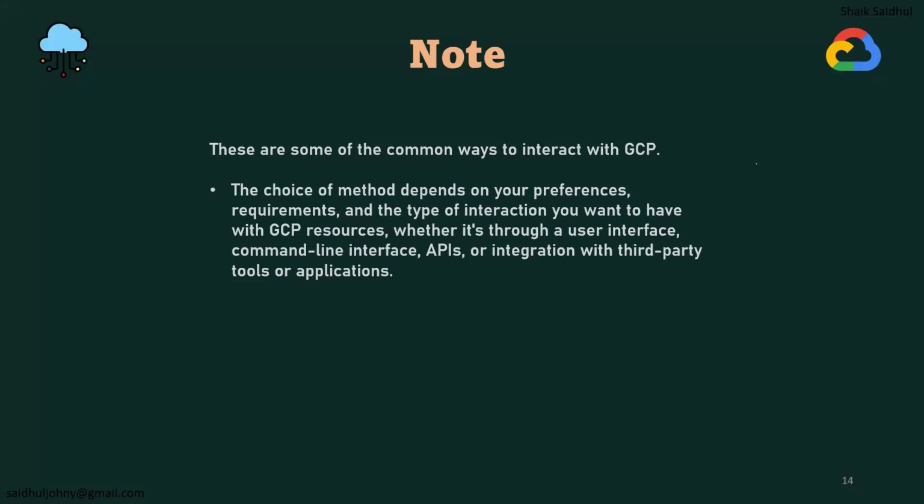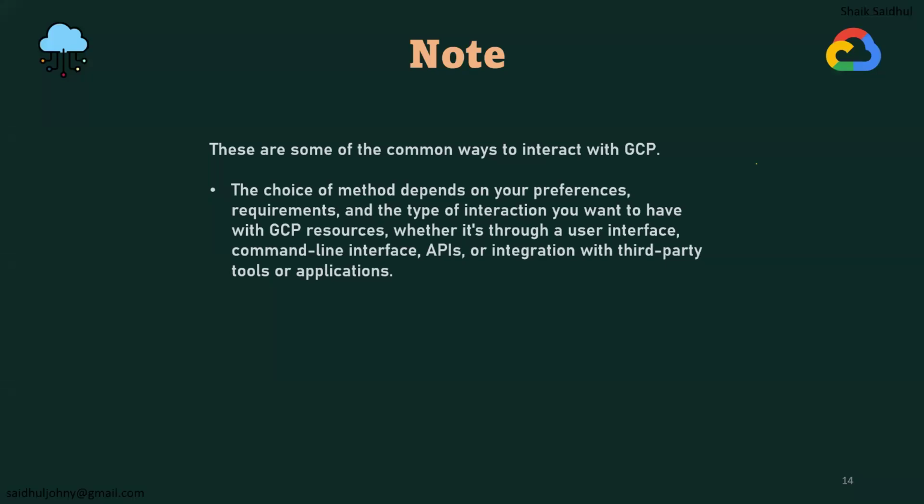with the GCP resources, whether it is through user interface or command line interface or APIs or integration with third party tools or applications. So what they are saying is that it totally depends on your project requirement first. So if your company is saying that you have to use this one only, you have to use that one only, you cannot omit them, right? So if they say we have to use this service with the help of the console only, yes, you have to use it. But if you have a flexibility, you can choose anything according to your comfort, right?